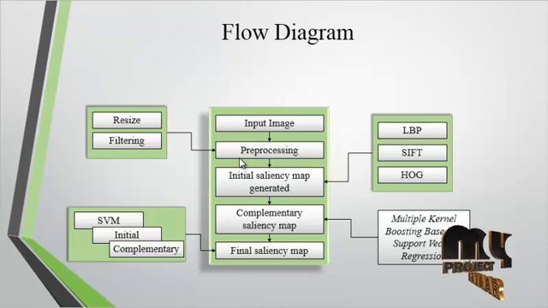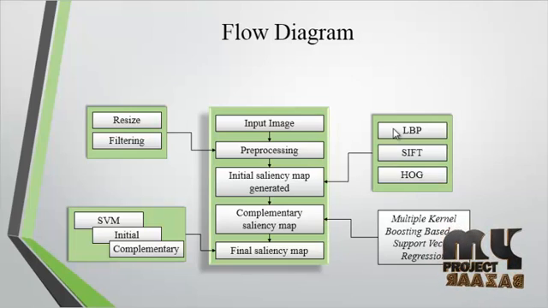After the pre-processing is completed, the initial saliency map generation is carried out. For the initial saliency map generation, we consider three types of algorithms. The first one is the LBP, which is abbreviated as local binary pattern. Then the SIFT algorithm is used to take features from the image, and also HOG is an algorithm to take features from the image.